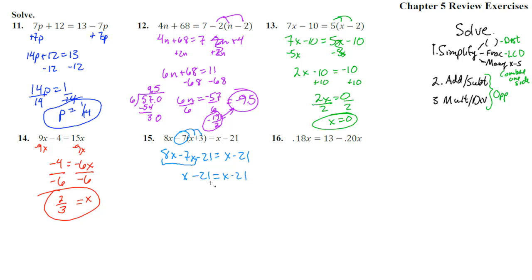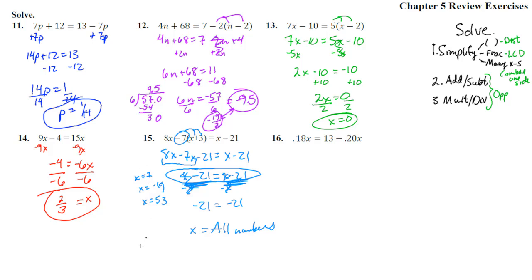That smells fishy. Let's get the x's together by subtracting this x from both sides, and we look, and yep, something happened. Negative 21 equals negative 21. Yes, that always is true, which means x is all numbers. And you could see that actually right here. If you put in x equals 7, x equals negative 19, x equals 53, anything you stick in for x, these two sides are exactly the same all the time. Always true. And that means x could be anything.